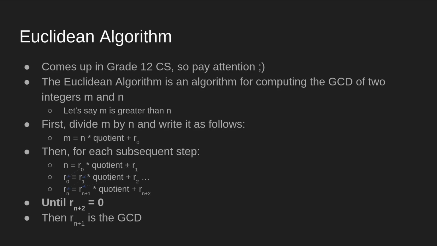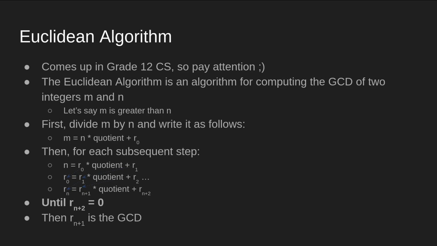And then the next thing we'll talk about is the Euclidean algorithm. This comes up in grade 12 CS, so pay special attention to this section. The Euclidean algorithm is an algorithm for computing the greatest common divisor of 2 integers m and n. Without loss of generality, let's say that m is greater than n. The first step is to divide m by n and write it in the extended division format: m is equal to n times some quotient plus some remainder r0.